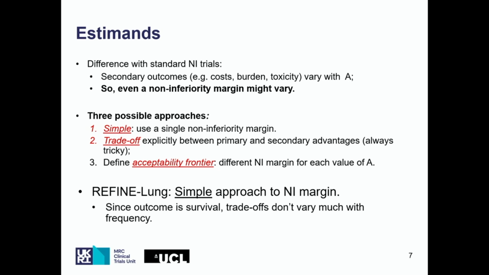And then one last approach is to use what we define as the acceptability frontier. So to simply have a different non-inferiority margin for each different value of A. In refined lang, for example, we use a simple approach, so we just selected a single non-inferiority margin because we consider that because the outcome was survival, the trade-off actually didn't vary much between frequencies. In other situations, it might be more reasonable to use an approach where we define different non-inferiority margins for different durations or frequencies.